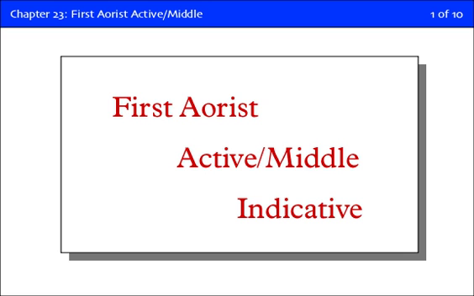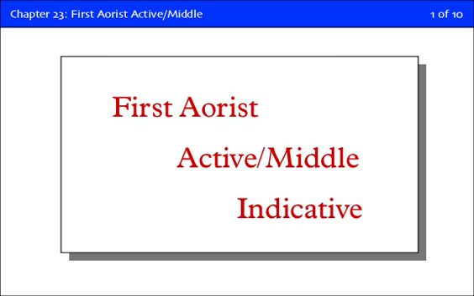Well, good morning and welcome to chapter 23. In chapter 23, we're going to look at the other side of the coin from chapter 22. In other words, last chapter we looked at second aorists, and in this chapter we're going to look at first aorists. So there's nothing new in terms of meaning.